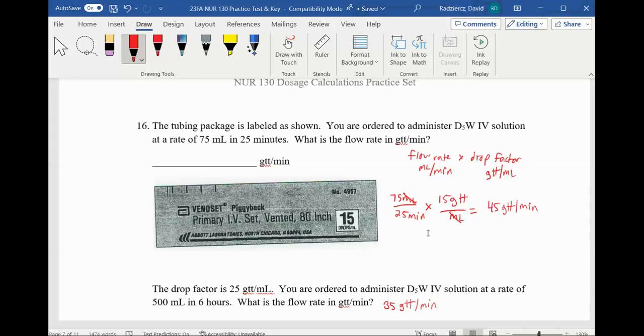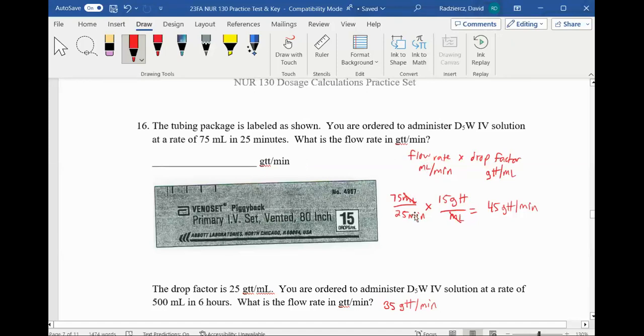A tablet that's scored can be cut in half, and so that is okay to do. But when it comes to drops and when it comes to capsules, we can't give somebody a partial drop or a partial capsule. So, saying that, let's look at this question here that has to do with the drop factor.